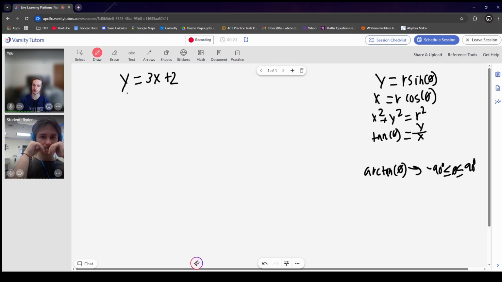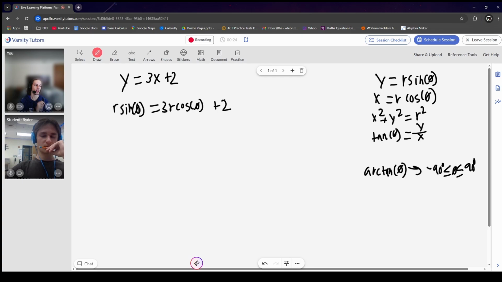So right now we have y and x. We don't want y and x. We want r and theta. So just swap them out. How should I swap them out? Y being r sine of theta, the full equation, and x being r cosine of theta. Yep, 3r cosine of theta plus 2. Plus 2 is fine.